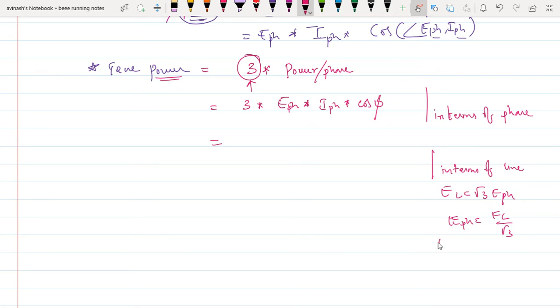Yes. And in the same way, line current and phase current both are the same, as we have just described. Okay. Then replace this phase voltage and phase current by line values. Then what do we get here?